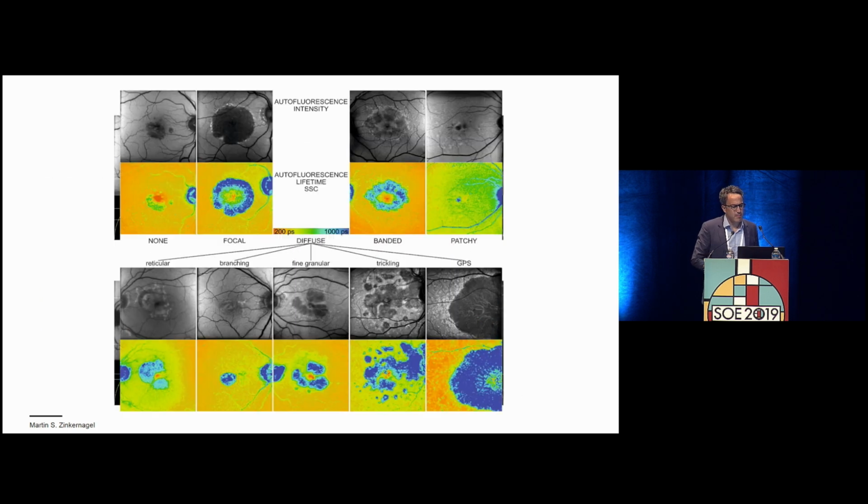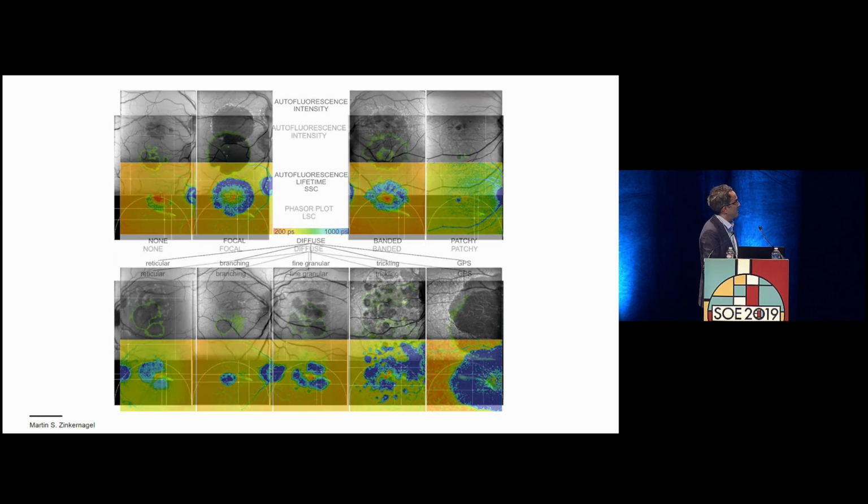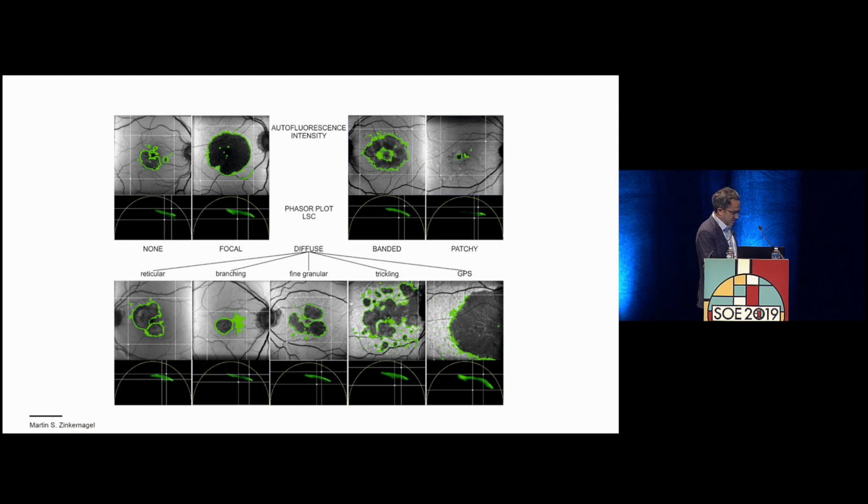We also looked at border zones, and you can see here this classification of geographic atrophy with fundus autofluorescence. We did the same with FLIO. Additionally, what you really can nicely see is that in the border zones, there is additional signal which allows you to quantify these border zones of geographic atrophy, and this may be a nice parameter to look at progression of this disease.